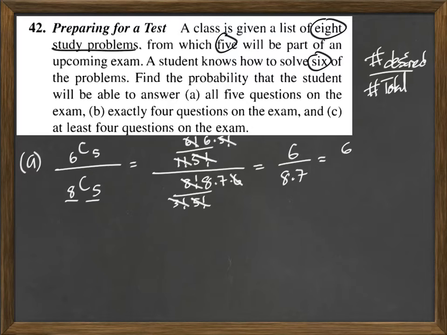On the top, we have 6 divided by... Oh, we can simplify. Let's simplify. We got everything in factors, so it's prettier. So we divide that by 2, divide this by 2. So we have 3 over 28. We're done with that one. The probability of him getting all 5 questions right is 3 out of 28.